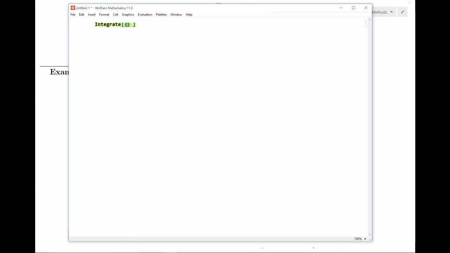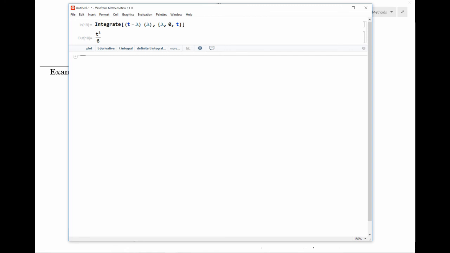So it's going to be t minus lambda multiplied by, I'll replace t with lambda, and I integrate with respect to lambda from 0 to t. If I evaluate, I get t cubed over 6. And now we need to compute the convolution of this function with another function t. And I want to take this opportunity to say that it doesn't really matter if you shift t cubed over 6 or you shift t.